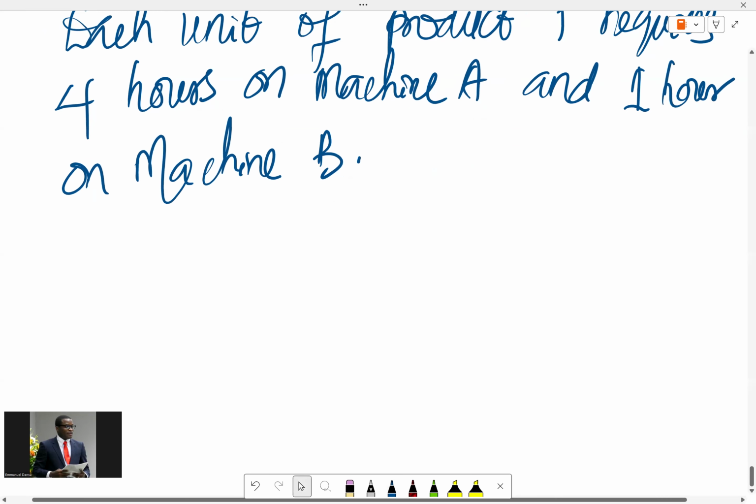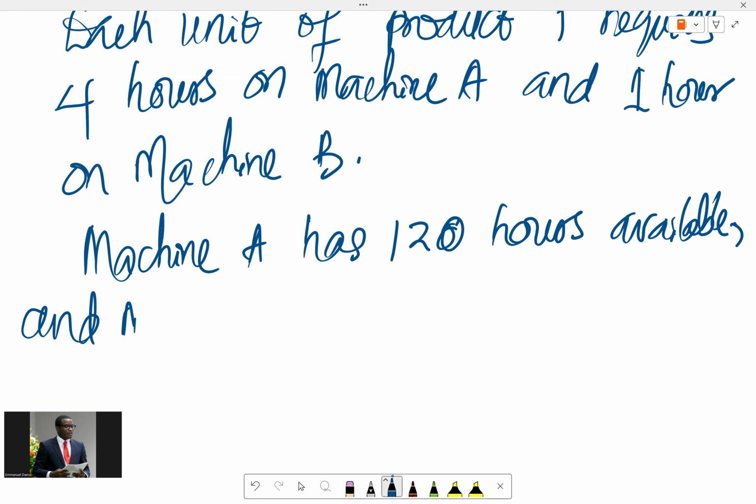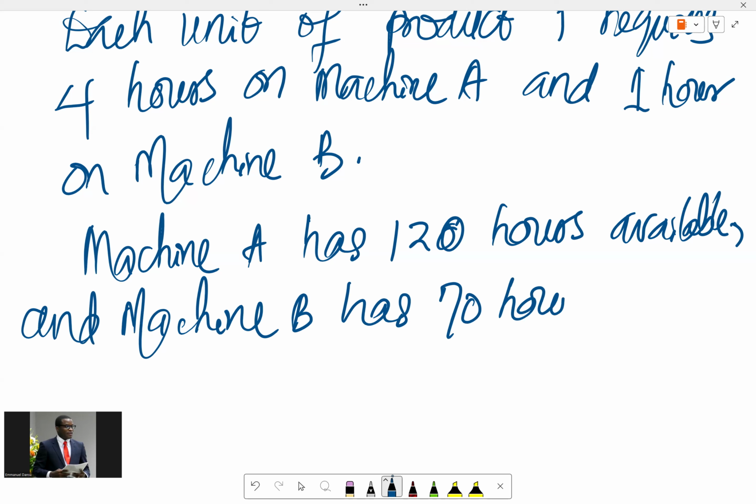Okay. Again, machine A has 120 hours available. That's a constraint. 120 hours available. So no matter how hard you try, you can't use it for more than 120 hours. And machine B has 70 hours available.